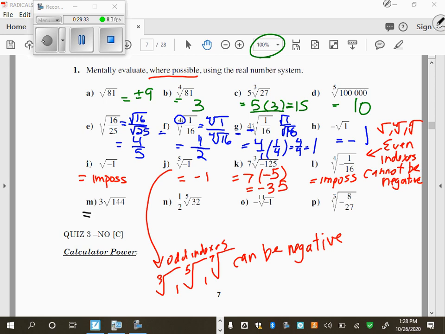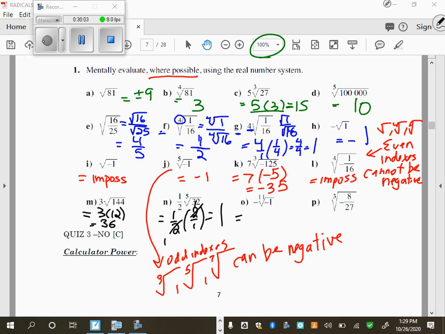Muchacho is 3 times 12. 3 square root of 144 is just another way of saying 3 times 12, which equals 36. Nacho cheese is 1/2 times, what's the 5th root of 32? 2. Good job. Or 2 over 1. I'm going to cancel right off the bat to get 1. You can put 2 over 2 if you want to, but you have to reduce it to the number 1.